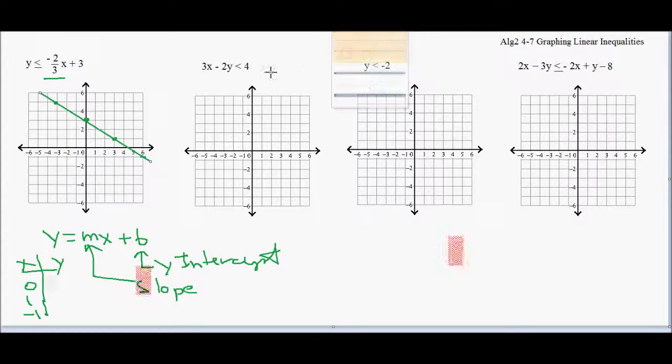Make it thick. And then what we do is we shade in the area where the point is true. So this is less than or equal to, right? So y is less than this way. The y values are bigger on the other side, and this symbol means less than or equal to.